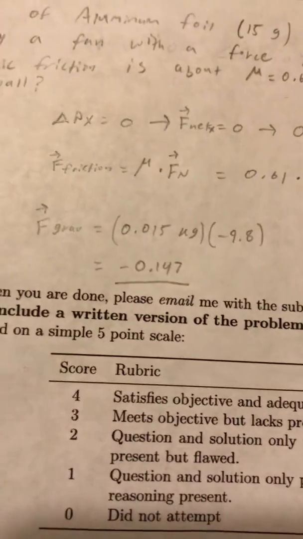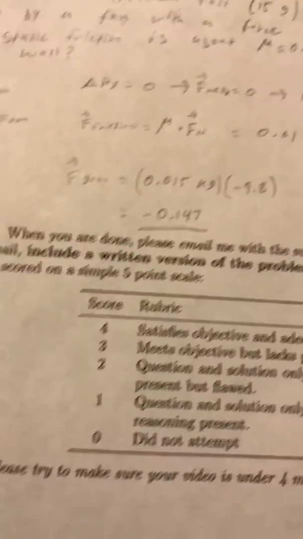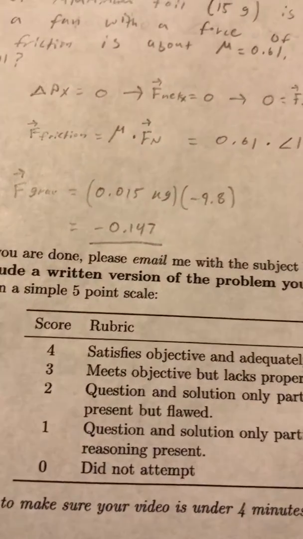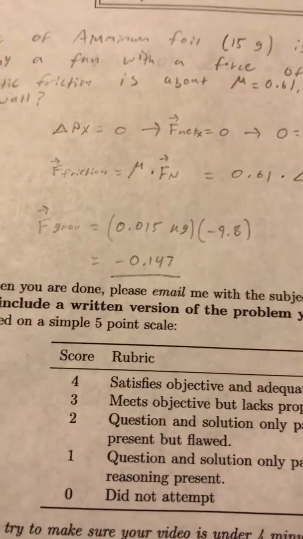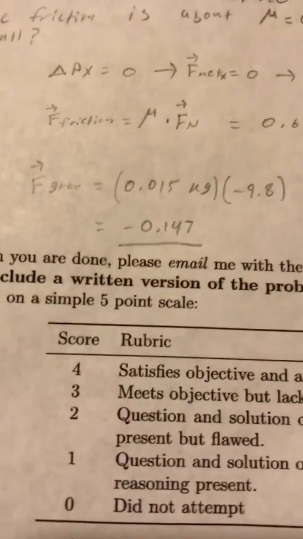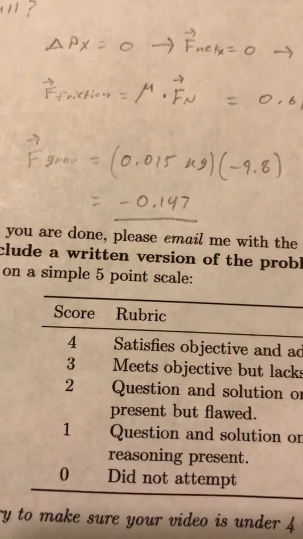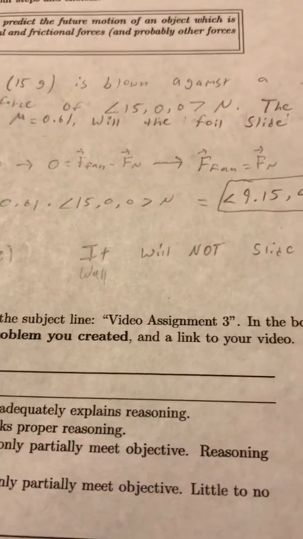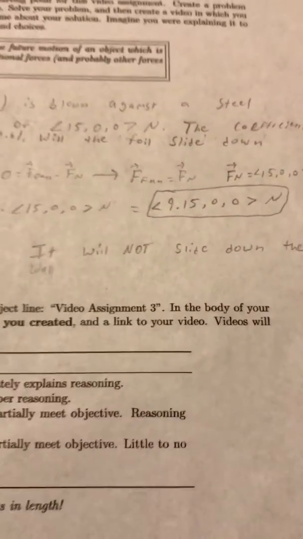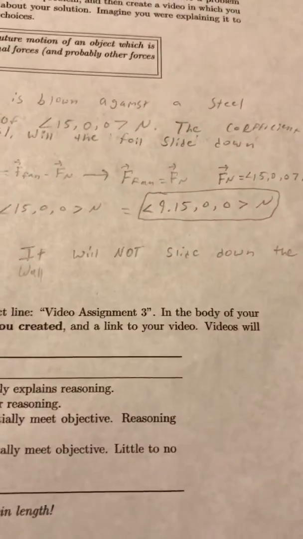Then we just calculate the force of gravity, which is mass times the gravity constant. So 0.015 kilograms times negative 9.8. We get negative 0.147 newtons. And because that value is less than the force of friction, the aluminum foil will not slide down the wall.